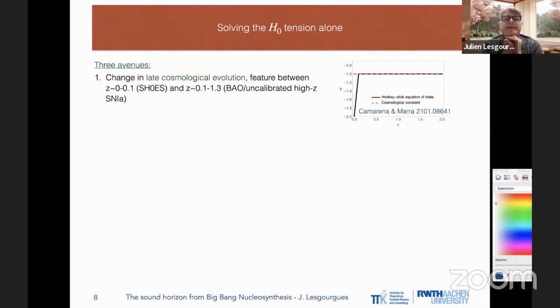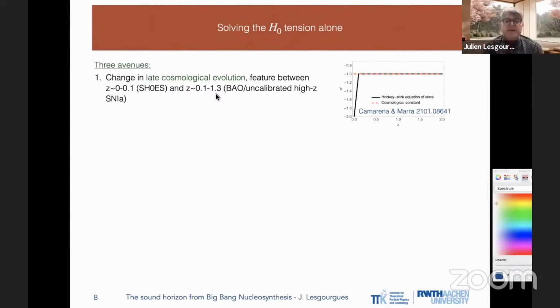is to change the late-time cosmological evolution. In particular, what people try to do is put in a new ingredient that would really change qualitatively the expansion rate behavior between very small redshifts, which are important for the measurement of the Hubble tension, for instance by SH0ES, and slightly larger redshifts, which are very well tested by baryon acoustic oscillation data, or the high-redshift supernovae, not the ones used for measuring H0, but the ones used for probing the acceleration of the universe.